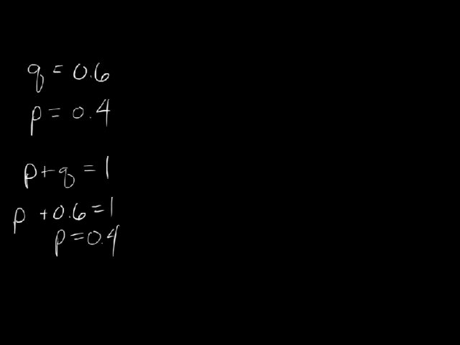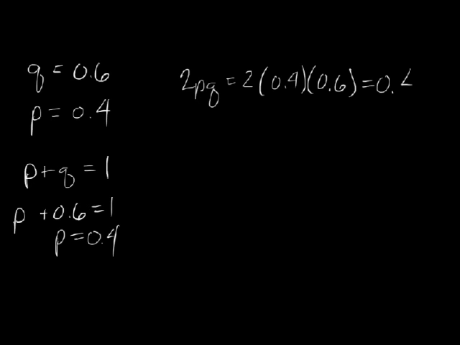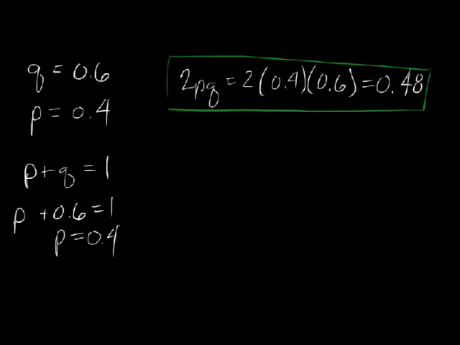Okay. Now, it's only asking you for one, the heterozygous. So the heterozygous is 2pq equals 2 times 0.4 times 0.6, which then will give us 0.48. Okay, so that there is your answer.